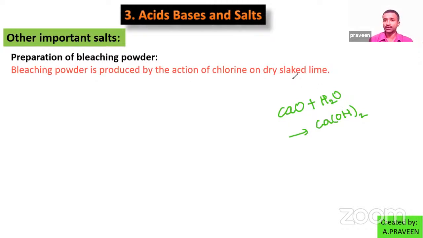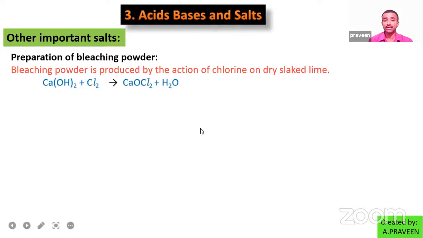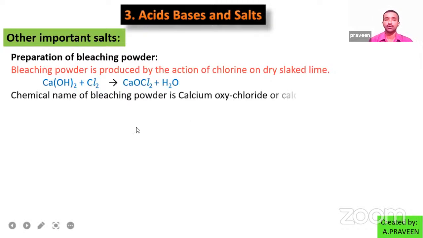Then you will get a compound called bleaching powder. The chemical name of bleaching powder is calcium oxychloride, or calcium chlorohypochlorite. This is called bleaching powder.